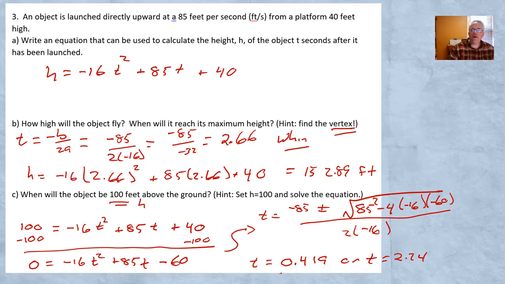This value is when it hits 100 feet going up, and this value is when it hits 100 feet going down. Turns out there are 2 times where it's 100 feet. Once on the way up before it hits its peak, and once on the way down. All right, that's an amazing amount of math there, and really good math.